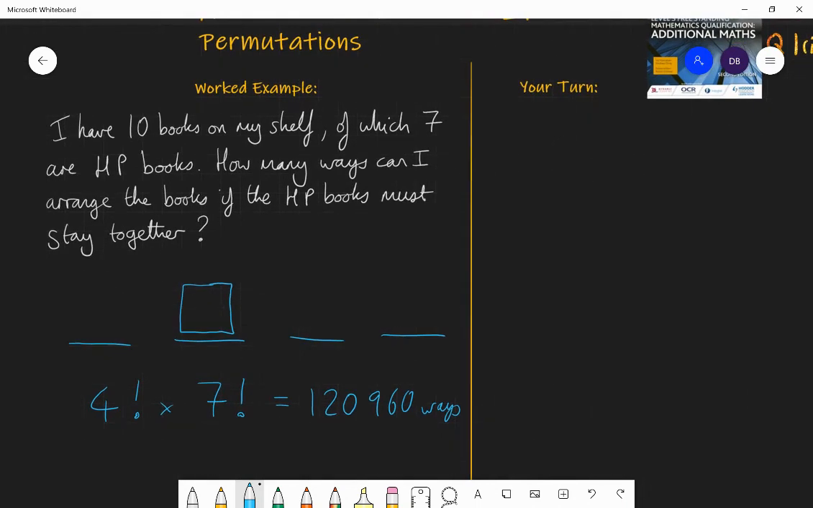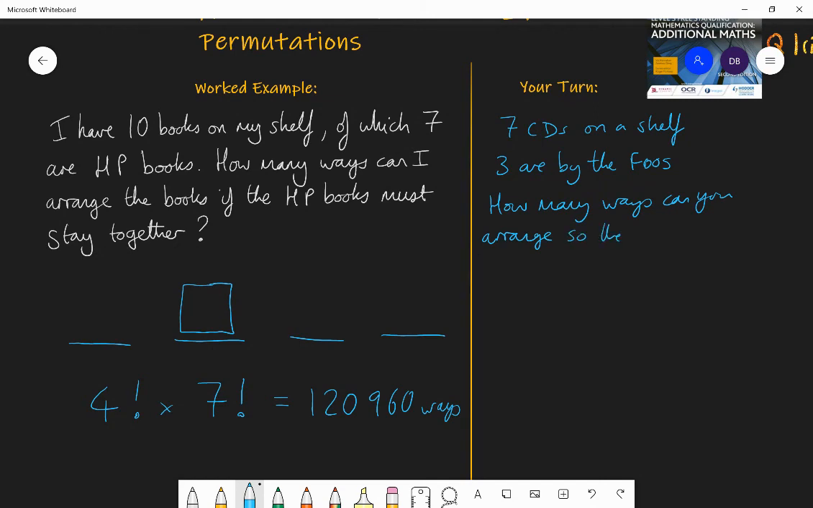Have a go at this one. You have 7 CDs. CDs, what are they? They play music, and you have to listen to that one album all at once. So you have 7 CDs in total on a shelf. 3 of them are by the Foo Fighters. How many ways can you arrange the 7 CDs if the 3 Foo Fighter CDs need to stay together? How many ways can you arrange them so the Foos are together? Can you try and answer that? Pause the video and try and answer that, and then I'll go through the answer.